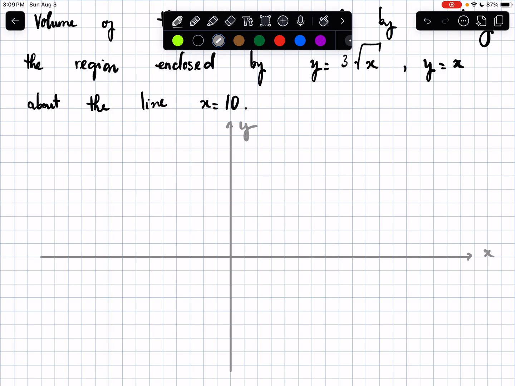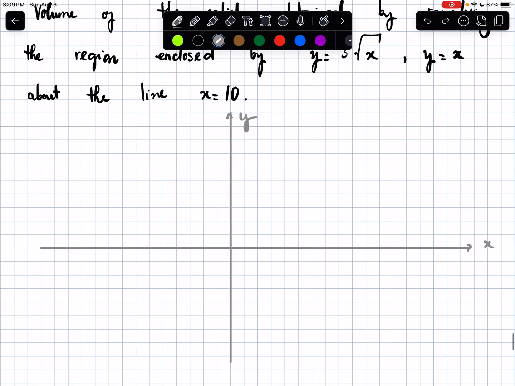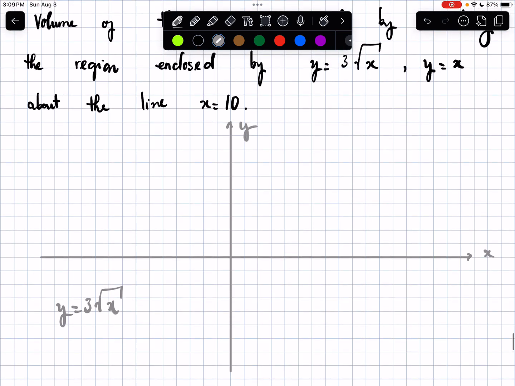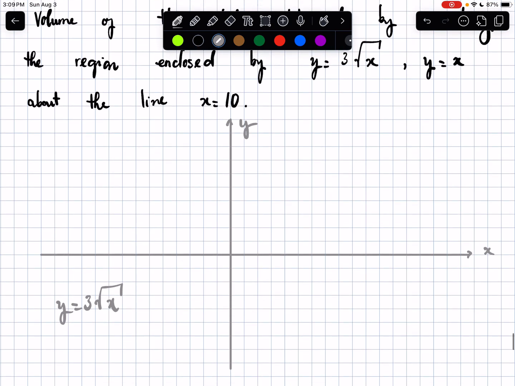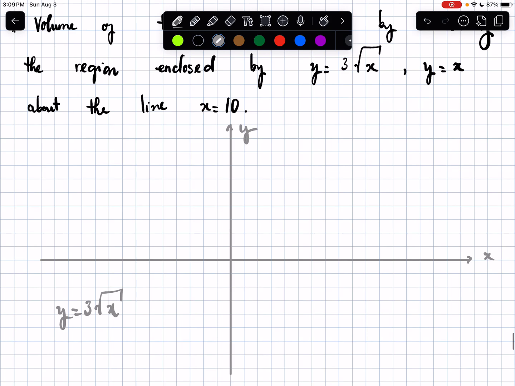So x must be at least 0, so that this square root is well defined. Y equal 3 times square root of x. We know that the minimum is at the point (0, 0), the origin, because this is always greater than or equal to 0 for all values of x at least 0.